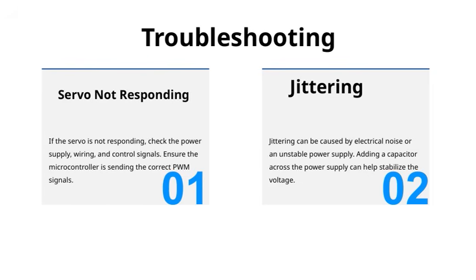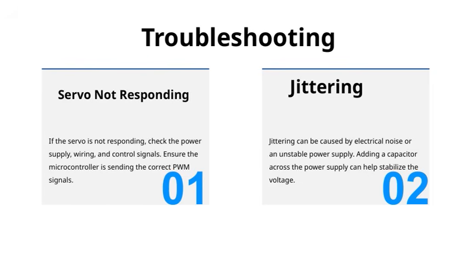Now, moving on to jittering, which is when the servo moves erratically or vibrates unintentionally. This often happens due to electrical noise or an unstable power source. To fix this, one effective solution is adding a capacitor across the power supply lines. This capacitor helps smooth out voltage fluctuations, providing a more stable power flow.